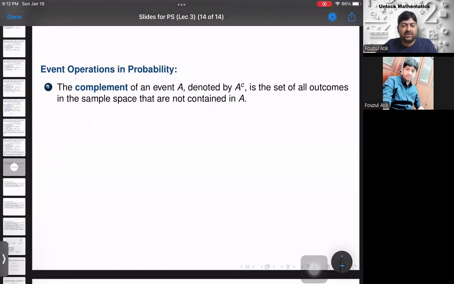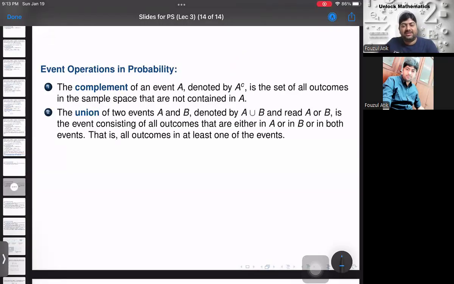So what are event operations in probability? We are going to discuss the same thing. The complement of an event A is denoted by A complement. We can sometimes denote it by A dashed as well. It is the set of all outcomes in the sample space that are not contained in A. So these are the elements which are not in A. The outcomes which are not in A, you call it A complement or A dash.